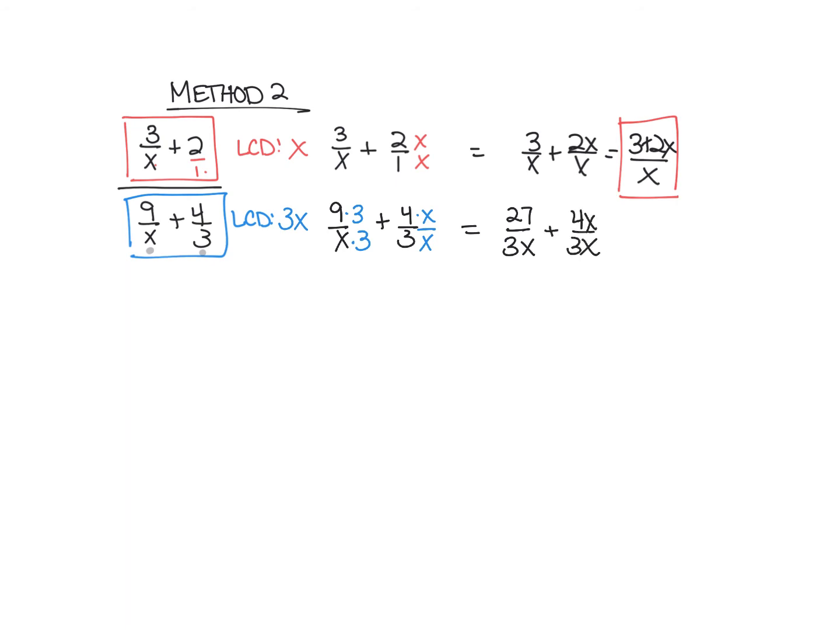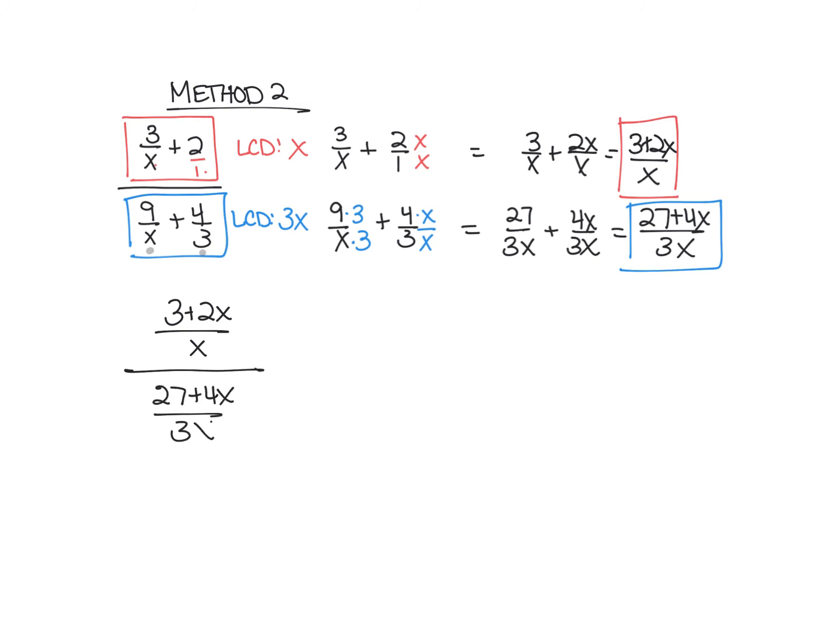You might be tempted right here to say, oh, I see they have common factors. But if you start removing the common factors they have now, you're going to end up back where you started. So don't do that. Combine like terms first. So we get 27 plus 4x over 3x. And this is my denominator. So now, with my new numerator, which is 3 plus 2x over x, and my new denominator, which is 27 plus 4x over 3x, I am now going to copy dot flop.